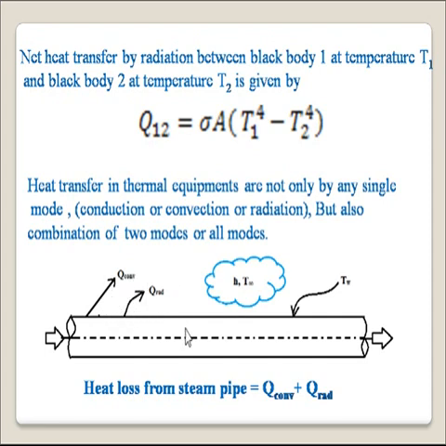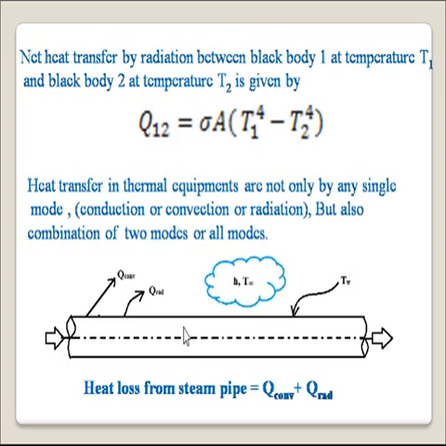So in this problem, heat is transferred from steam to the inner surface by convection, then heat is conducted through the wall, and heat is lost to the surrounding by convection and radiation. So all three modes are involved in this heat transfer problem of the steam pipe.